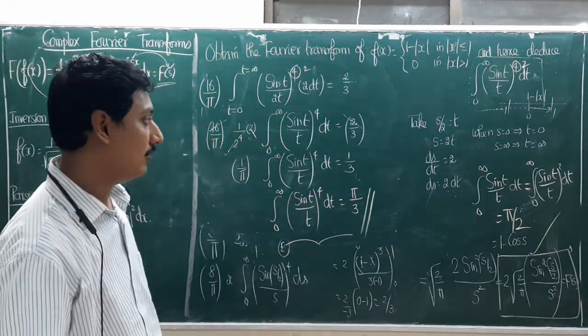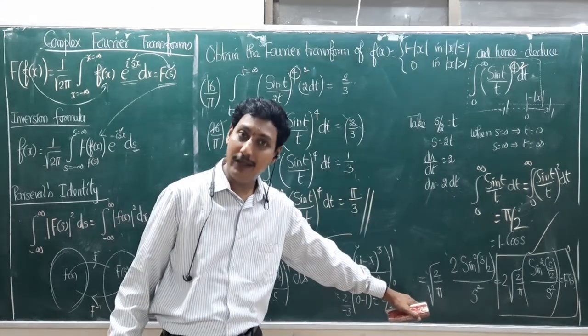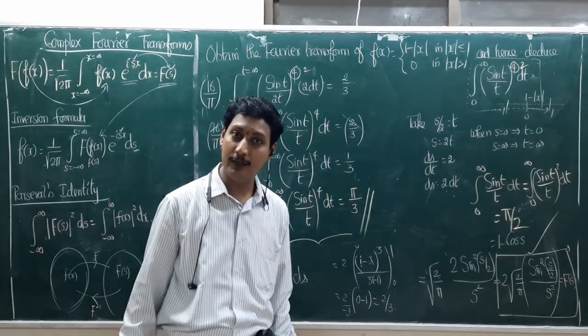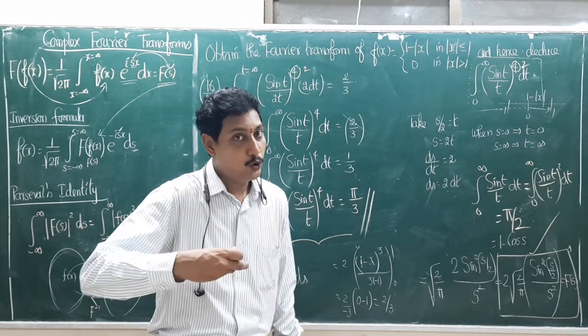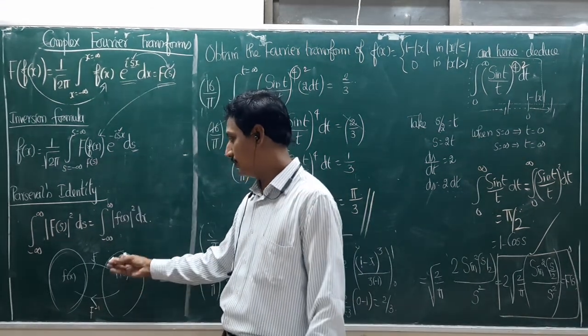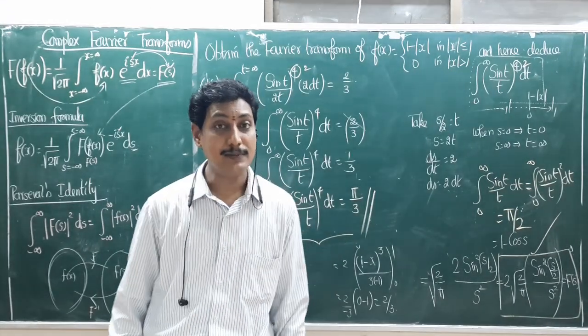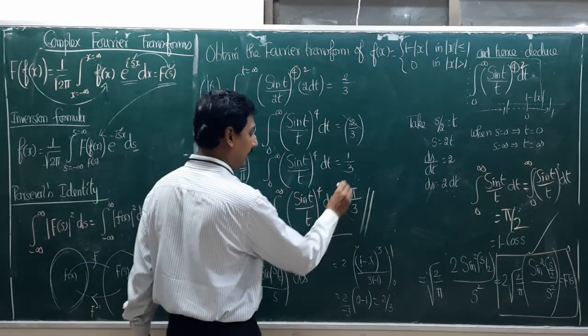But for power 4, we are not able to generate this power 4 term from the existing available result. So better we go for power 2, and power 2 means using Parseval's identity. The answer is pi by 3. See that, pi by 3 is the answer.